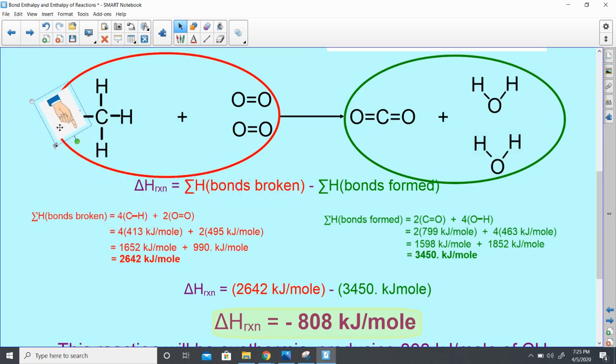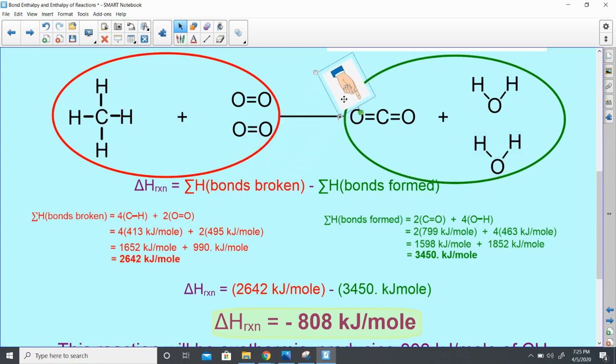So from our diagram, we're going to take the bond energy of CH times 4, so we have 4 CH bonds. We're going to take the bond energy of double bond oxygen and times it by 2 because we have 2 moles of oxygen. So in order to break these 4 CH bonds and these 2 molecules of O2, it's going to take us a total of 2,642 kilojoules of energy. So I'm going to put that on hold. Let's focus on the product side.